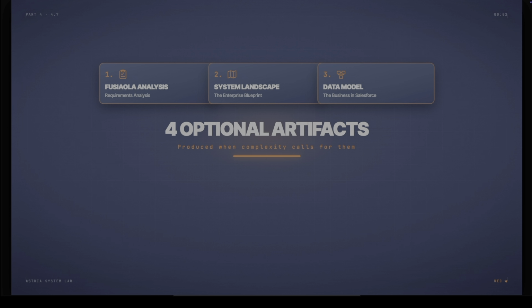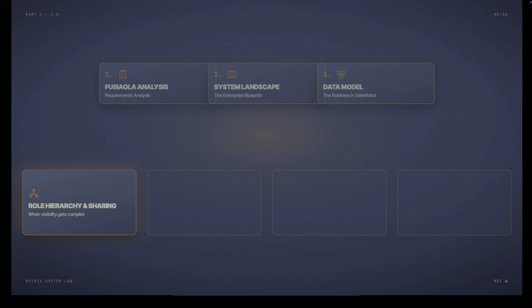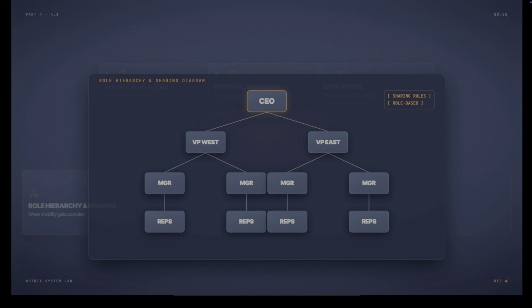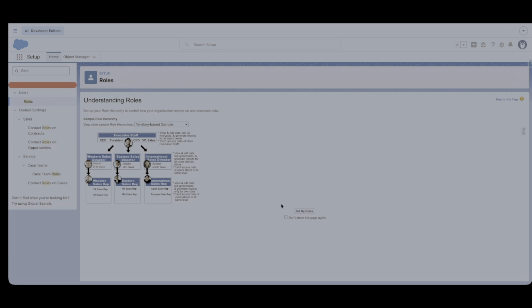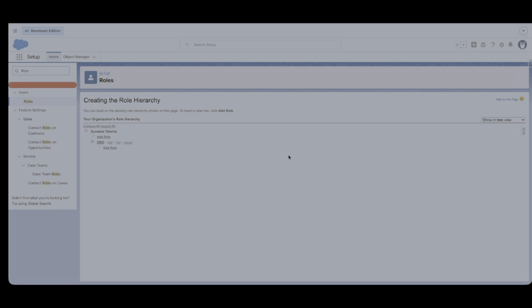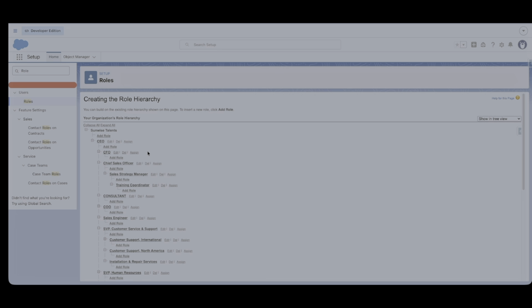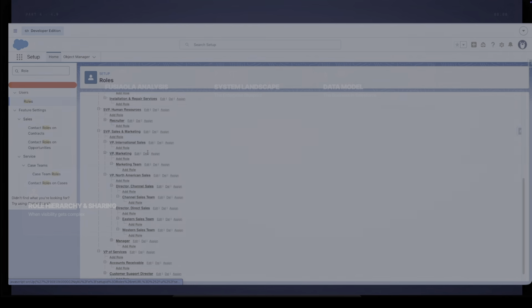4 optional ones come into play, produced when the project's complexity calls for them. Role hierarchy and sharing diagram, produced when visibility gets complex. Picture a vertical tree, CEO at the top, regional VPs below, sales managers under them, individual reps at the bottom, with sharing rules and group memberships annotated on the side. A single look tells you who can see whose data. Essential when multiple regions, divisions, or partner portals are in play.